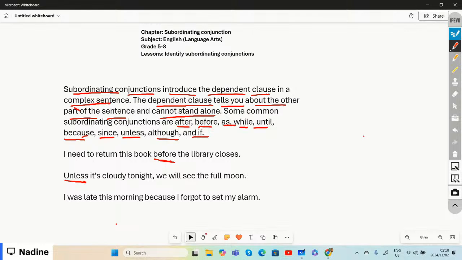All right. And we said that I was late this morning because I forgot to set my alarm. So I overslept.